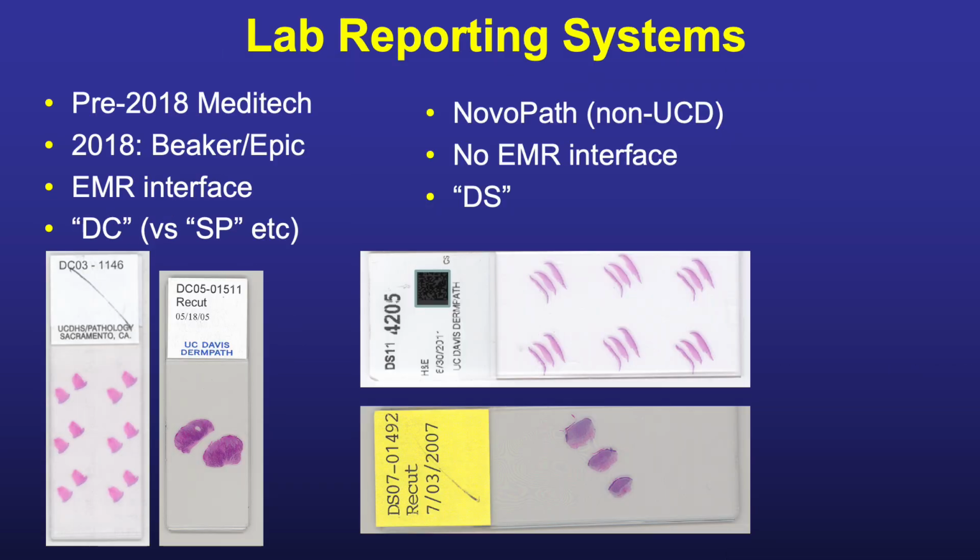Now for these two laboratory reporting systems that run in parallel, trainees will essentially only be using the first system, which is the Beaker lab reporting system that is electronically interfaced with the EPIC electronic medical records. All specimens submitted by UC Davis providers will be in this system and use a DC accessioning wheel, in contrast to the SP accessioning wheel for cases that originate in the hospital pathology laboratory. For cases submitted by providers outside UC Davis, we use the Novopath system with a DS accessioning system.